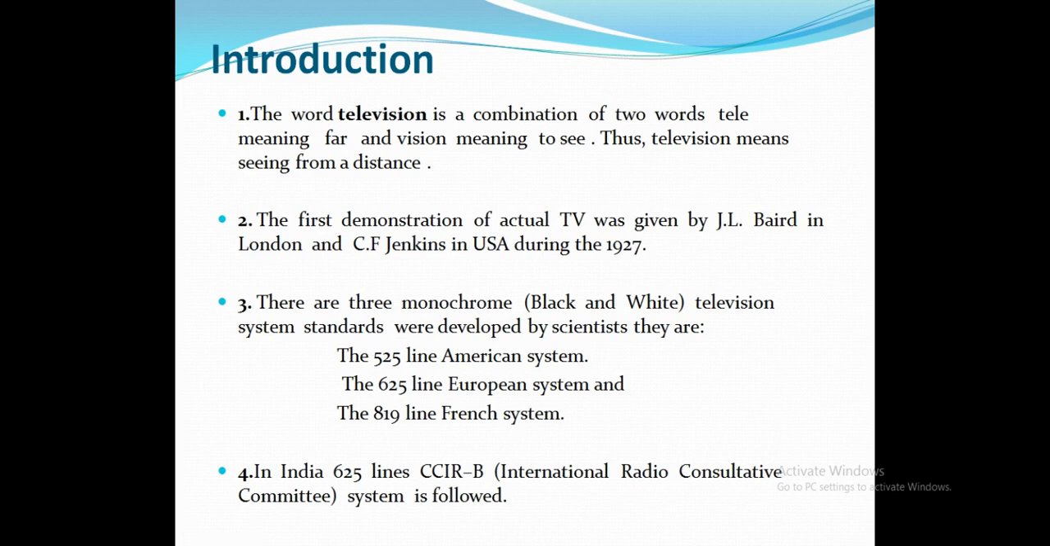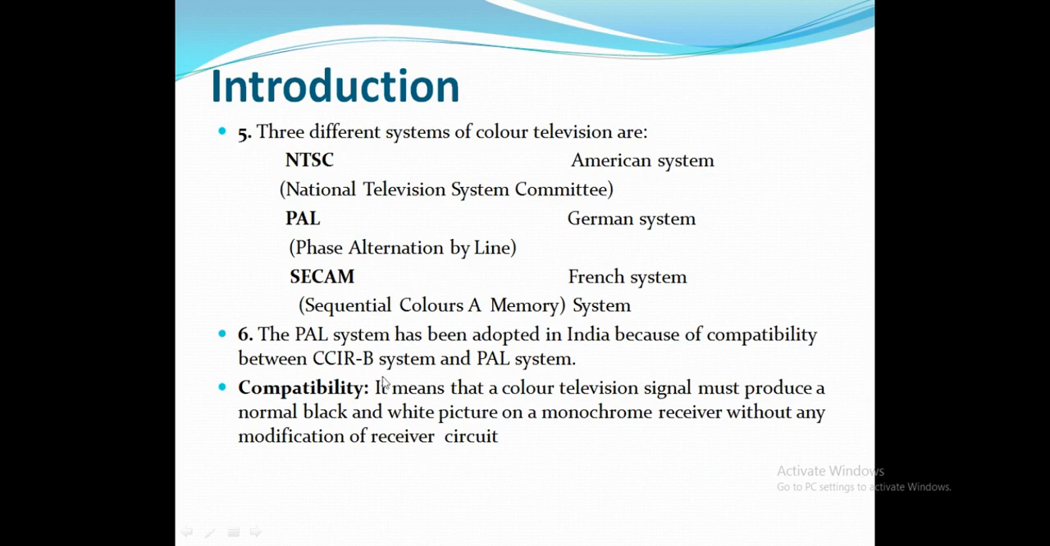In color television we have three types of color television systems: NTSC, PAL and SECAM. The first one is NTSC, an American system. NTSC means National Television System Committee. Next is PAL, a German system, phase alternation by line. Next, SECAM, a French system, sequential colors with memory.